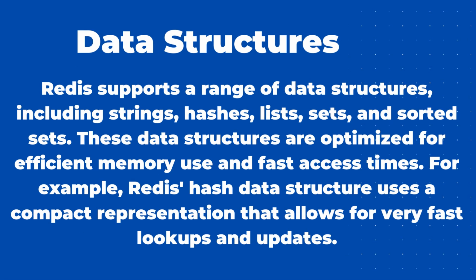Okay, let's talk about the data structures in Redis. Redis supports a range of data structures, including strings, hashes, lists, sets, sorted sets, and so on. These data structures are optimized for efficiency, memory use, and fast access time. For example, the Redis hash data structure uses a compact representation that allows very fast lookups and updates.